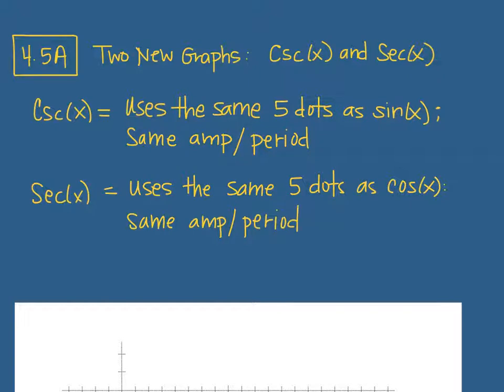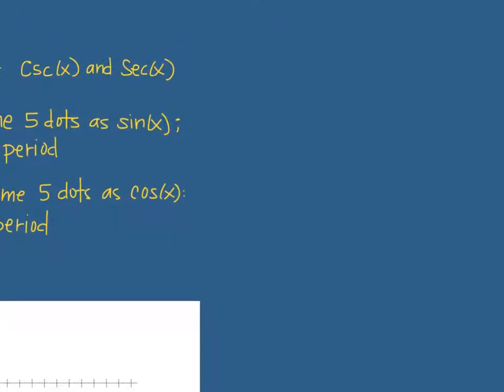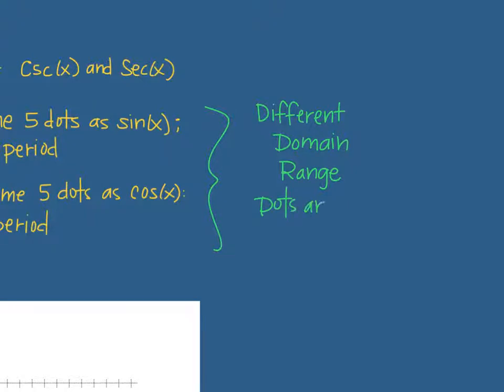But the difference, okay, so if that's what's the same, then what makes these graphs different from each other? All right, so next to this, I'll do what is different. They have different domain. They have different range. And the dots are not connected.